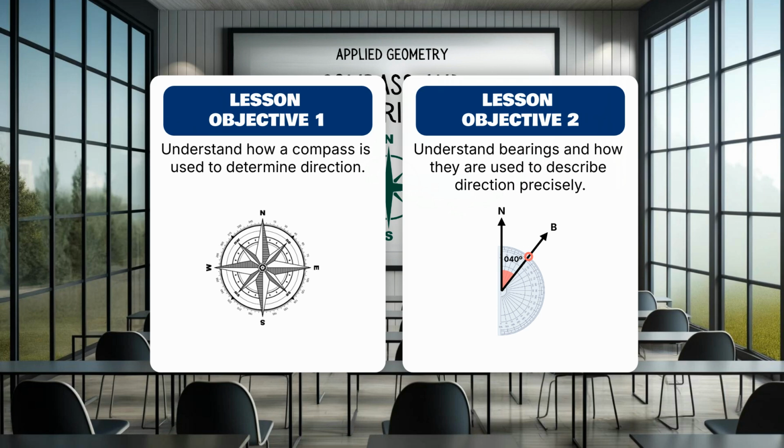We also practiced measuring bearings with a protractor, ensuring the protractor's midpoint is at the starting point and its zero line is aligned with the north direction. This lesson emphasized the practical applications of compass usage and bearings in fields like navigation, geography, and sports. By mastering these techniques, you gain valuable skills for accurately describing and following directions, enhancing your understanding of measurement and geometry in real-world scenarios.